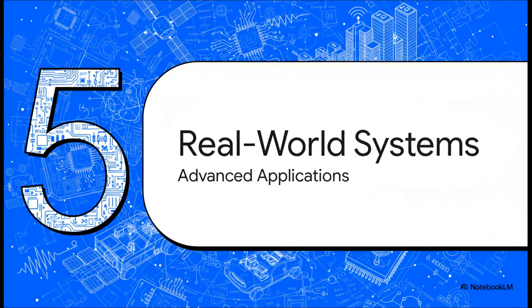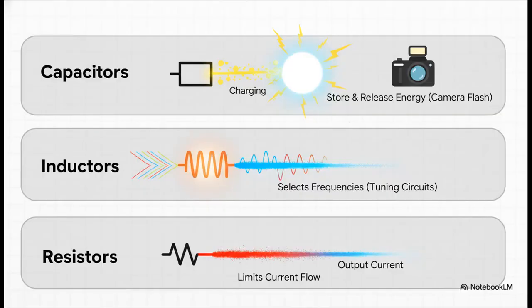All right, enough theory. How does all this stuff actually come together in the real world? Let's check out how these components and ideas create the complex systems we use every single day. These components are really the unsung heroes. Capacitors are masters of storing up energy and then releasing it in a quick, powerful burst. Think of a camera flash or even a defibrillator.